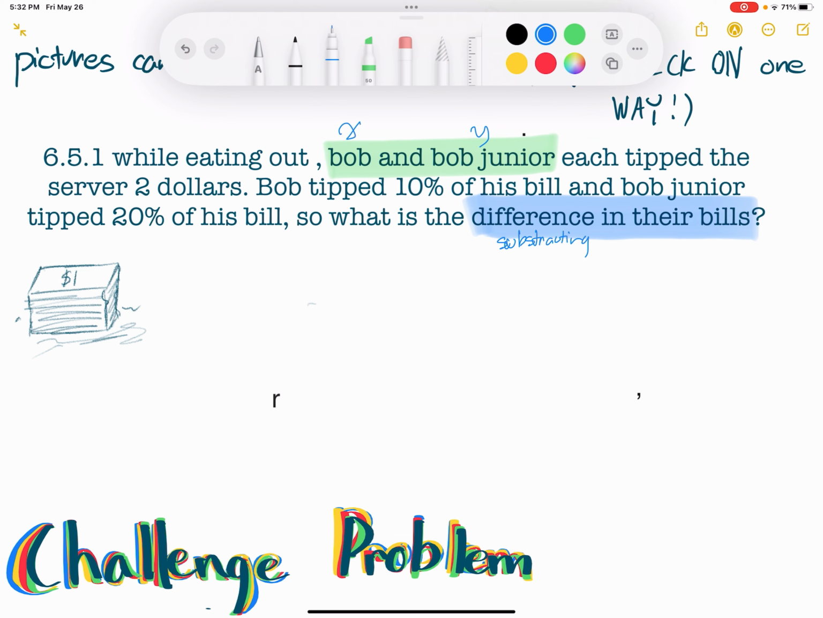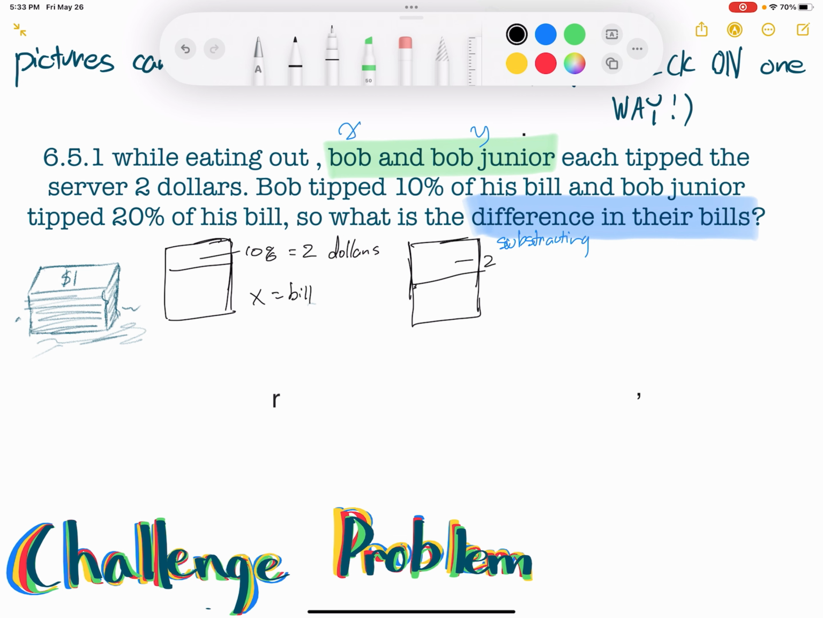Next, we draw a graph or just a really simple chart to show us what we're up against. So this is Bob's stack of money. Bob's stack of money, or X's stack of money, has only 10%. That equals $2. His total, we'll pretend, is X, which is his bill amount. Okay, Bob Jr. This is Bob Jr.'s, and he paid 20%, which also equals $2.